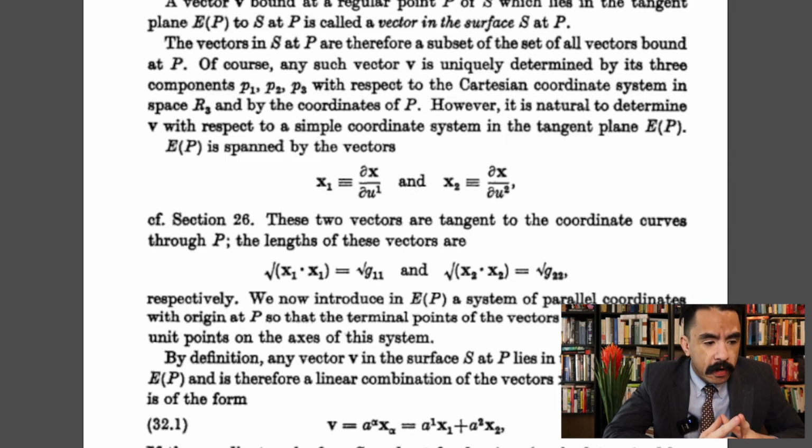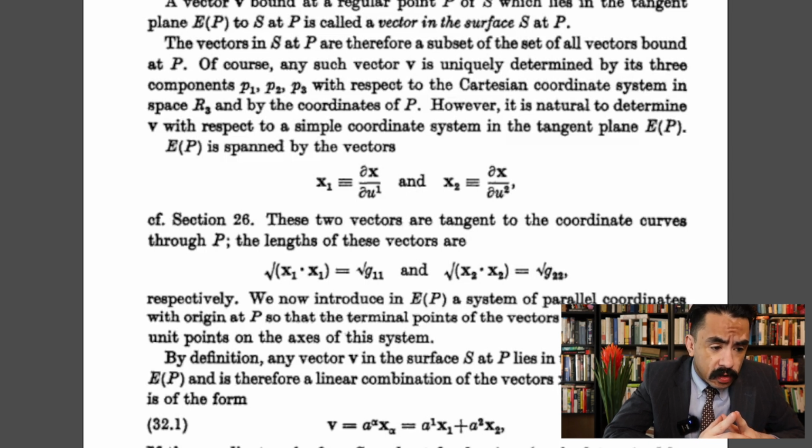However, it is natural to determine v with respect to a simple coordinate system in the tangent plane E of P. E of P is spanned by the vectors x1, which is equivalent to the partial derivative in terms of u1 of the vector x, that is partial x, partial u1, and x2, which is equivalent to the partial derivative of x with respect to u2, that is partial x, partial u2. See previous section 26. These two vectors are tangent to the coordinate curves through P, the point on the surface S.